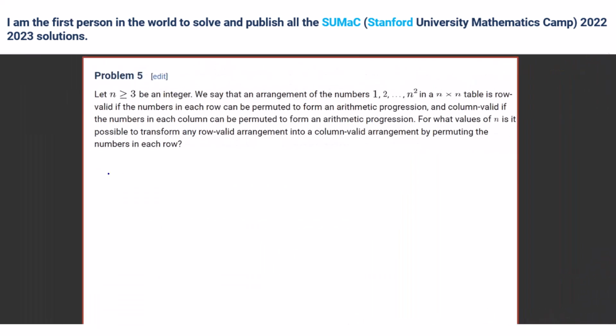You said you use a small example, right? So first, what's the first one that we should check? 3. Okay, and 3 works or not? Well, you can write it. That's what I'm trying to figure out.